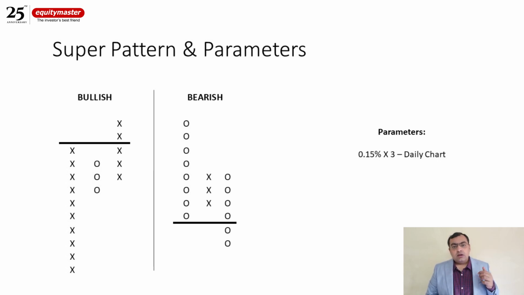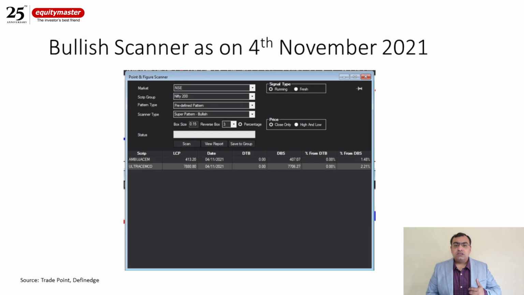Okay, so let's look at this scanner first. This is a bullish scanner, again 0.15% by 3 on the daily chart. I got two stocks based on the closing of 4th of November, which was Thursday, with Friday, Saturday, Sunday being off. I got two stocks based on the scanner, 0.15% by 3 on daily: Ambuja Cement and Ultratech Cement.